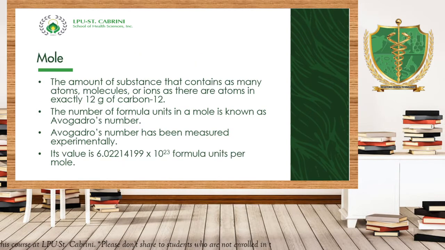Okay? Now, what is a mole? When we say mole, it is the amount of substance that contains as many atoms, molecules, or ions as there are atoms in exactly 12 grams of carbon. Take note that the number of formula units in a mole is known as Avogadro's number. Avogadro's number has been measured experimentally with a value of 6.02214199 times 10 raised to the 23rd power, or simply 6.022 times 10 raised to the 23rd power units per mole. Okay, so please take note of that.